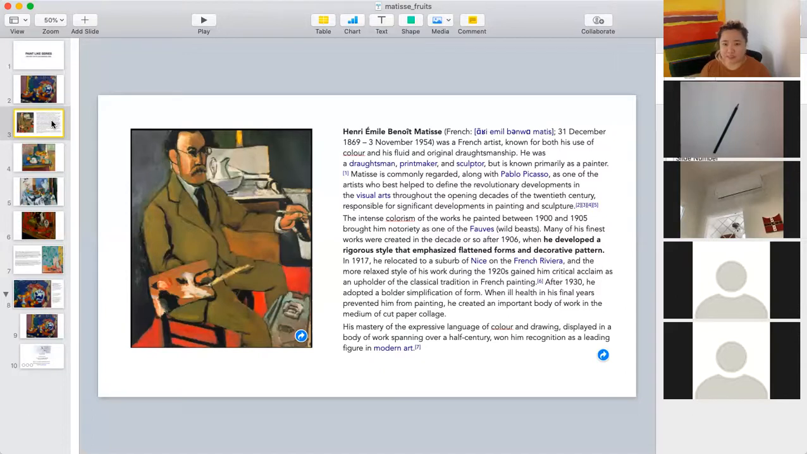But a little bit about Matisse. He was born in 1869, passed away in 1954. A lot of his fine work was created around this period that he did this piece for Fruits and Bronze in the early 1900s, and he developed a rigorous style, if you will, that emphasized flat forms and decorative pattern. Some even say that he was the primary forefather for graphic design. It's up to you in terms of how you want to interpret his work.